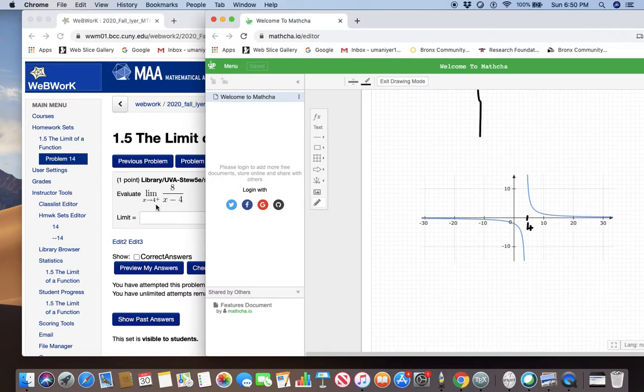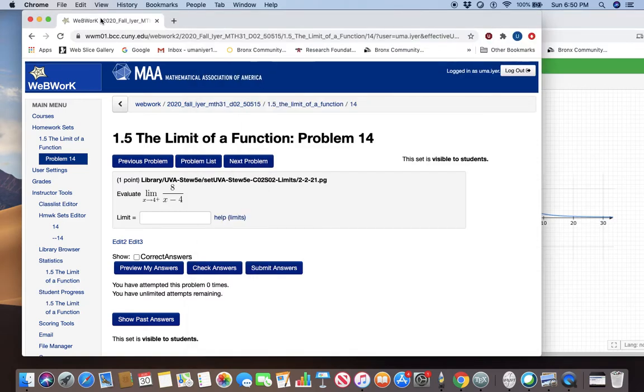So the question is, what happens when x approaches 4 from the right? When you approach 4 from the right, you're looking at the top branch. It's going to positive infinity. So the answer is infinity.